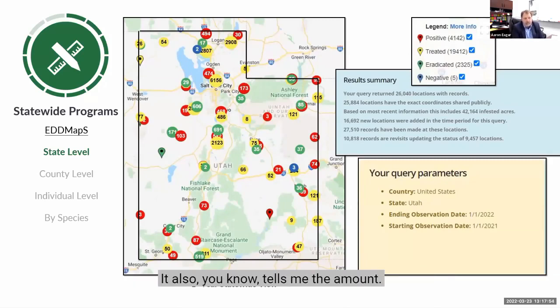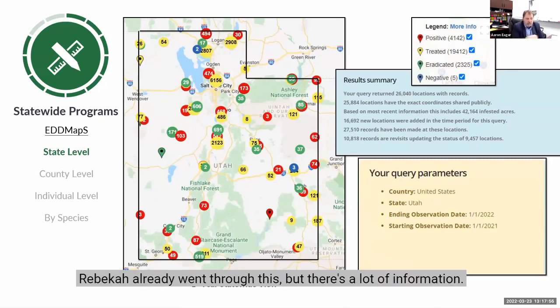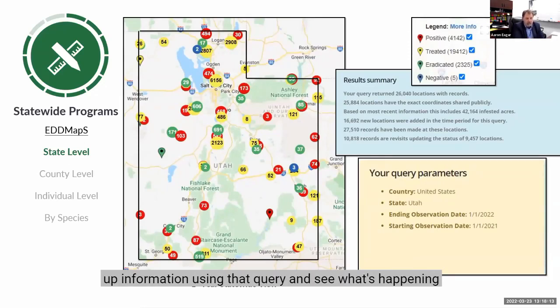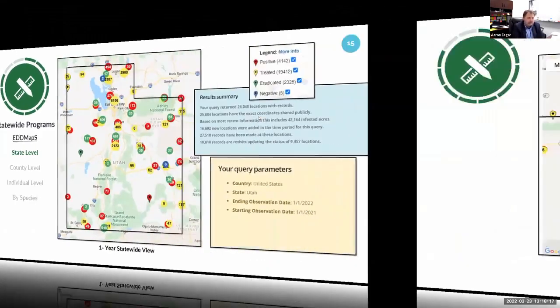It also tells me the amount. Rebecca already went through this, but there's a lot of information for that one year. I can see there's 42,164 infested acres, and then how many locations. And so at a state level, I have the ability to quickly look up information using that query and see what's happening across the state and how the counties are doing.